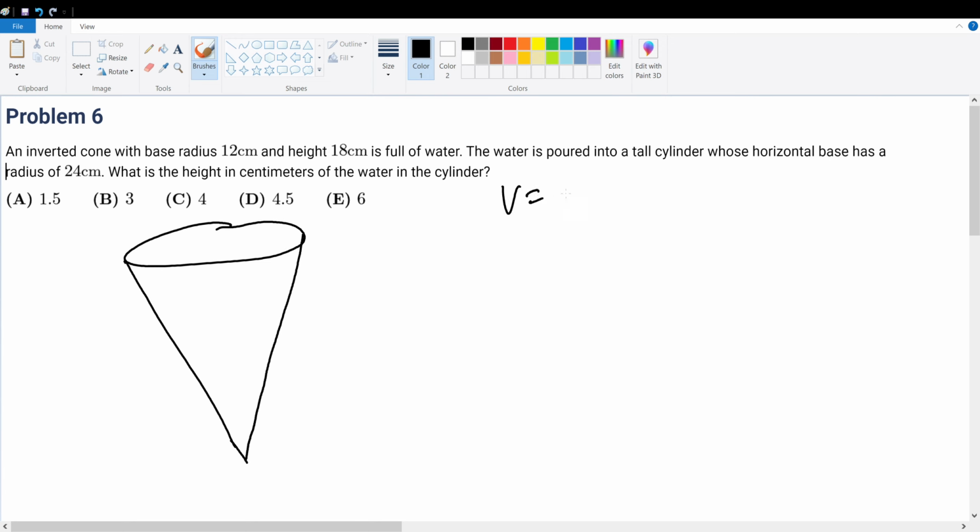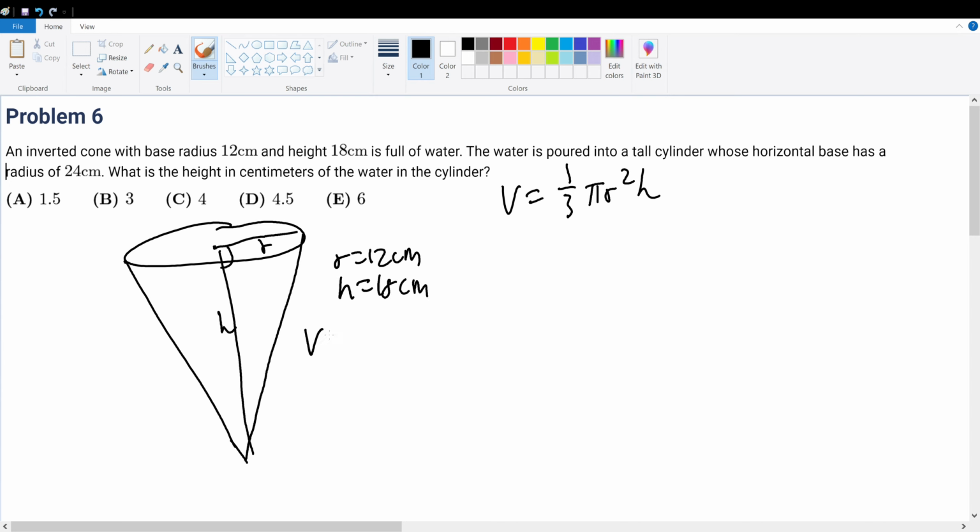Well, the volume of a cone is equal to 1/3 times pi r squared h. So the radius is the circle on the bottom, and the height is the segment from the tip to here. So that's h, and that's r. Pi is a constant. Given this, we know what the radius is, right? Radius is 12 centimeters. The height is 18 centimeters.